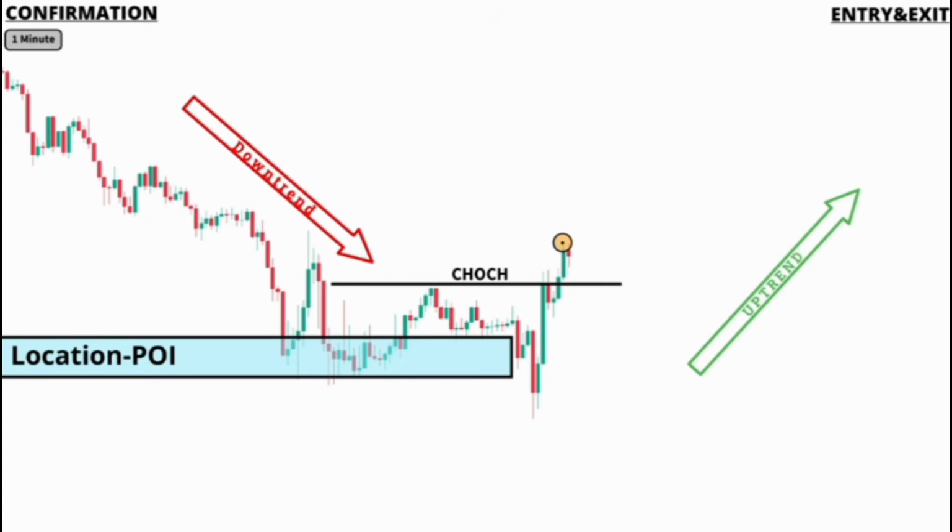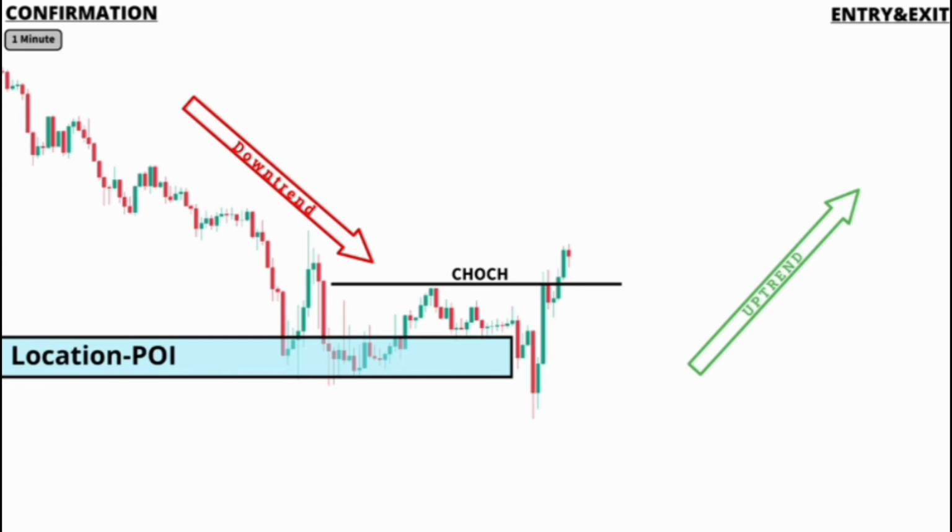What we're looking for is a clear structural shift that confirms the local trend has changed. Once we see that, we can move to the next step. Where do we enter? At a point of interest, an order block or a fair value gap, FVG. Now that we have our CHoCH confirmation, where should we enter?